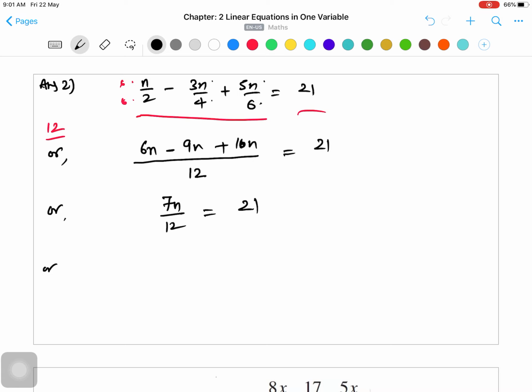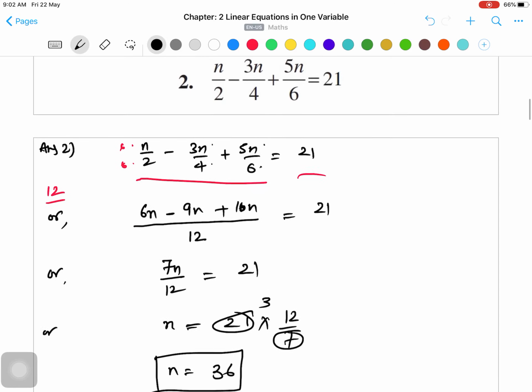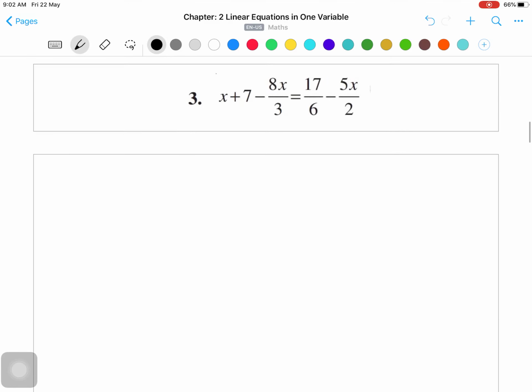Keeping this n here, on the right hand side we have 21. This 7 by 12, when you shift it to the right hand side, will be 12 by 7. On division this 7 will give us 3 here. So the n will be equals to 12 into 3 is 36. So the value of n in this equation is 36. That's the answer of this equation.